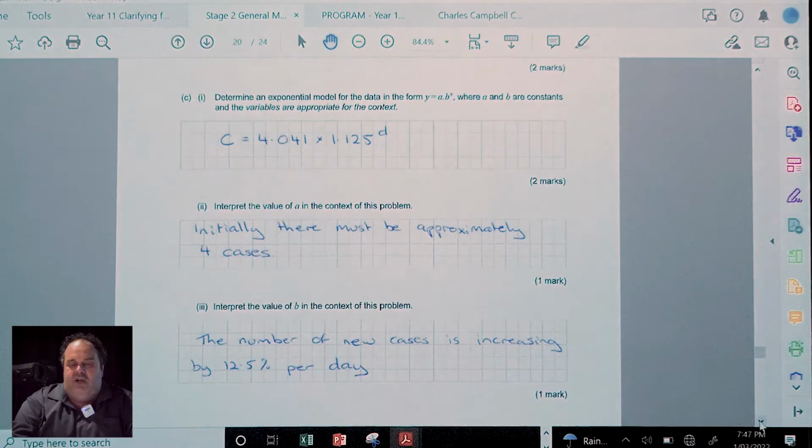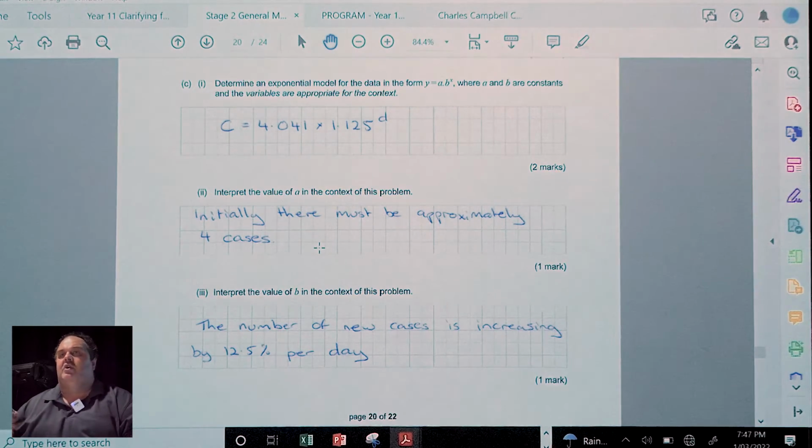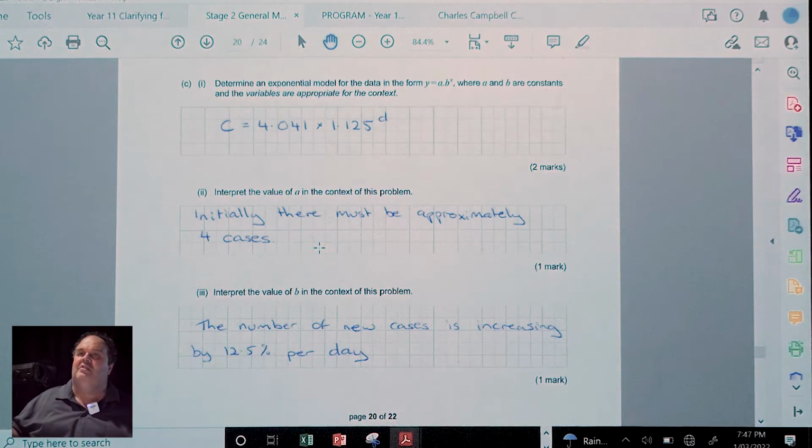The students really struggle still with interpreting these values. You know, what is A in the context of this question? Well, initially there are approximately 4 cases. You could say there were 4 cases at the start. They just have to indicate that it's 4 and it's at the start of the trial or the start of the recording.